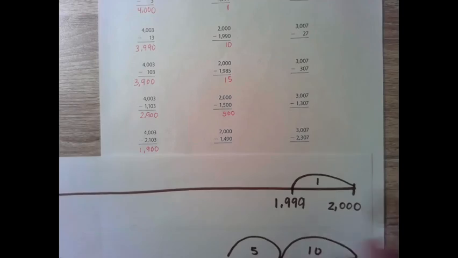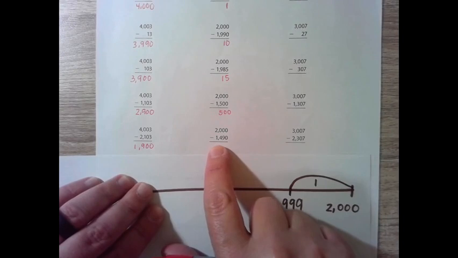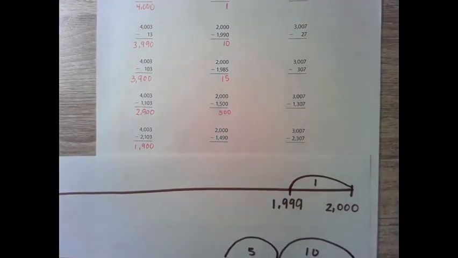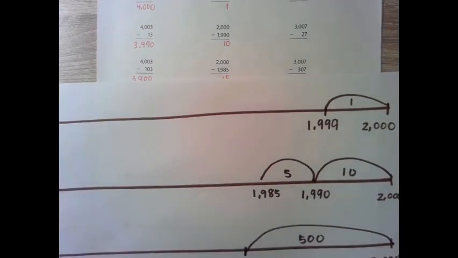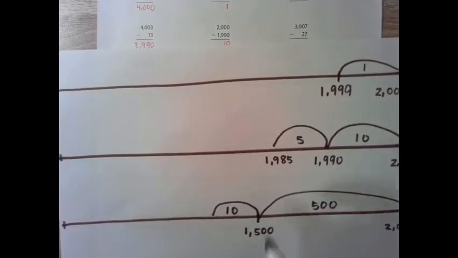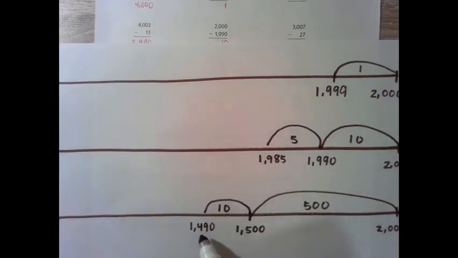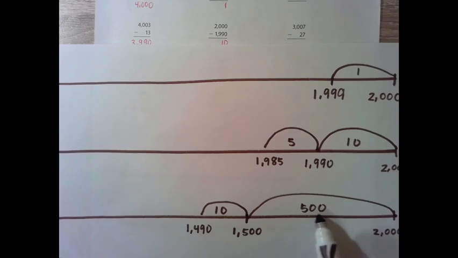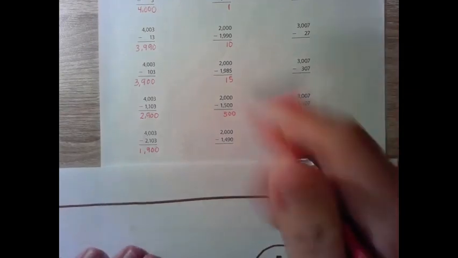And then the last one in this column is, again, 2,000 take away 1,490. Now I'm going to use the same number line. And I know that if I start at 1,500 and I take away 10 more, that's going to land me at 1,490. So again, 1,490 plus 10 gets me to 1,500. So our answer for this one is 510 if you add your jumps. Okay, so it's 510.